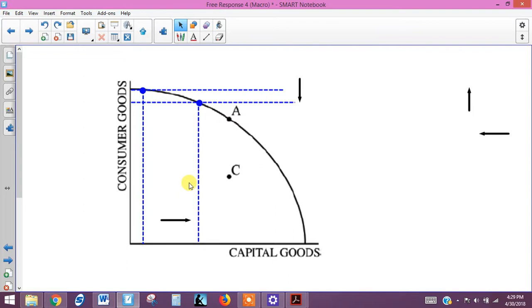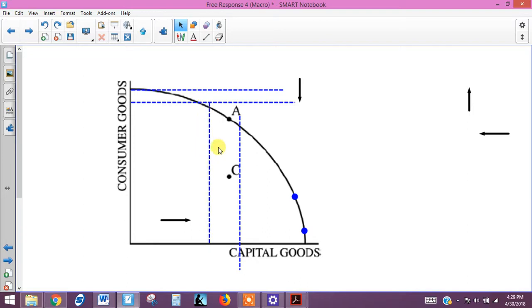So we could say that the opportunity cost for moving from this point to this point, and producing more capital goods, the opportunity cost is relatively small in terms of giving up the production of consumer goods. And this part of the curve right here, now as we move down the curve, and especially as we get down to this part of the curve, that drastically changes. So let's look at that. So let's say we're going to move from this point right here to this point right here.